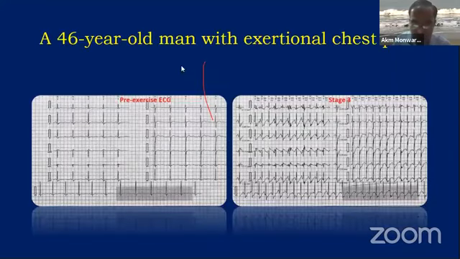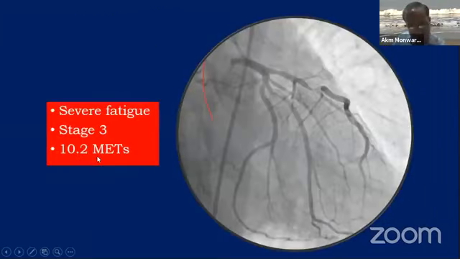This is another patient, a 46-year-old man with exertional chest pain. And this is the pre-exercise ECG of this patient. You all agree that this is normal, unremarkable. But when just the stage 3 tracing was analyzed, there was significant ST segment depression in many of the leads. And if we compare this with the previous one, here the positivity is at a relatively higher workload. And the patient has got severe fatigue. 10.2 minutes was already performed. And whenever coronary angiography was done, there was excellent correlation between the ETT findings and the angiogram, as you are seeing a significant lesion in the LAD.